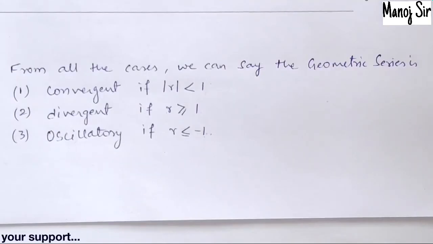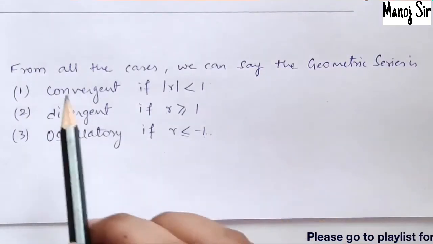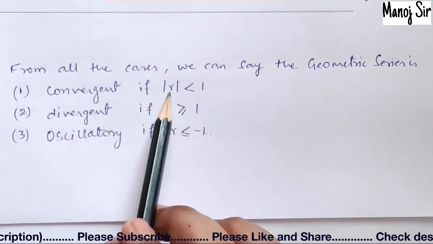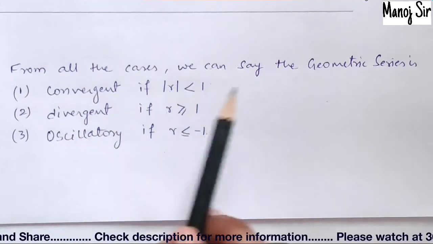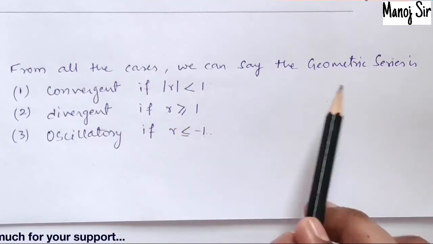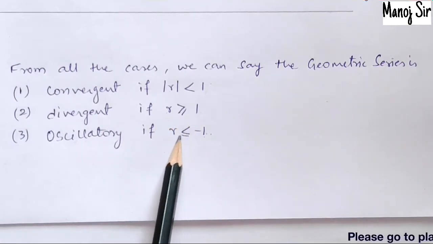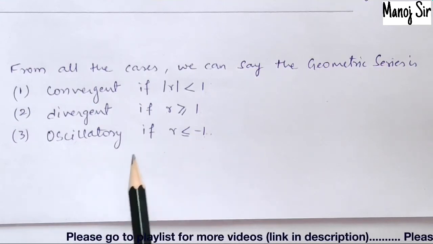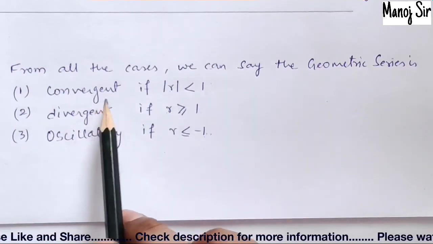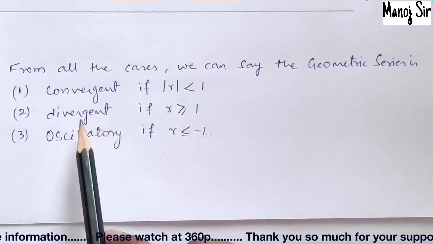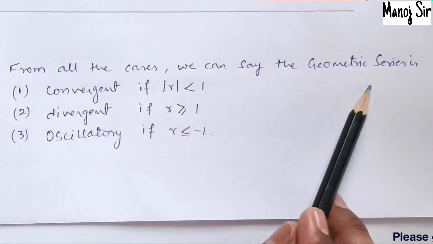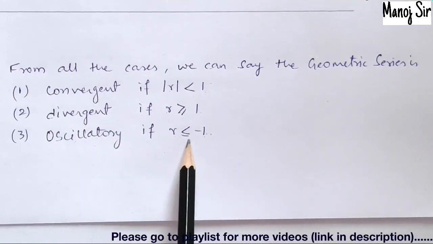So finally we can conclude from all the cases that the geometric series is convergent if modulus of r is less than 1. Geometric series is divergent if r is greater than or equal to 1. The geometric series is oscillatory if r is less than or equal to minus 1. I am repeating this once again. From all the cases we can conclude that the geometric series is convergent if mod of r is less than 1. The geometric series is divergent if r is greater than or equal to 1. Geometric series is oscillatory if r is less than or equal to minus 1.